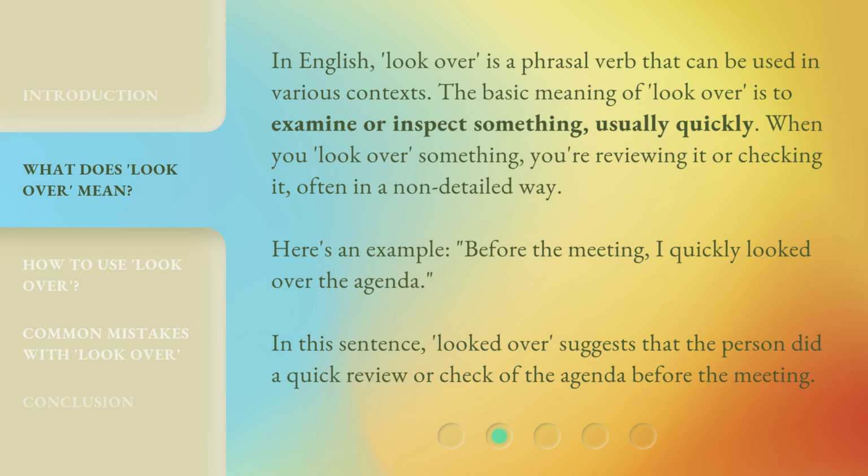In English, look over is a phrasal verb that can be used in various contexts. The basic meaning of look over is to examine or inspect something, usually quickly. When you look over something, you're reviewing it or checking it, often in a non-detailed way. Here's an example. Before the meeting, I quickly looked over the agenda. In this sentence, looked over suggests that the person did a quick review or check of the agenda before the meeting.